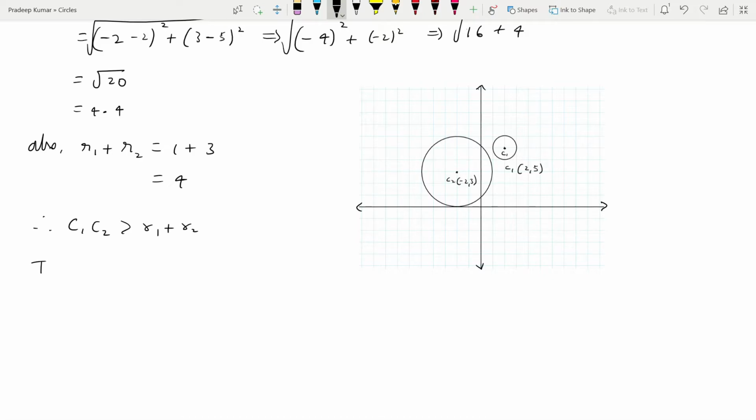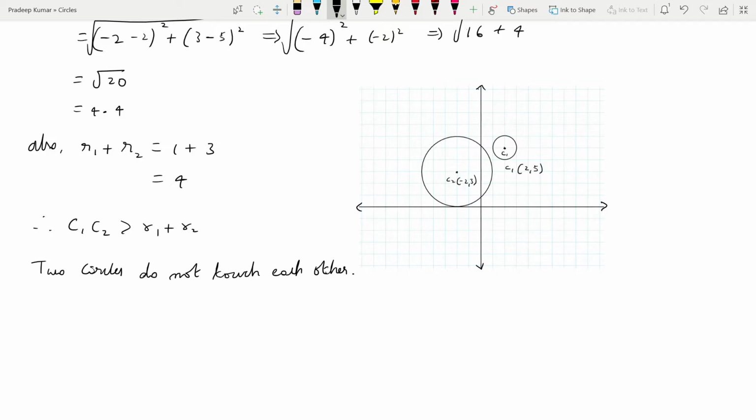So I can write here, two circles do not touch each other. Alright, so this is as simple as that.